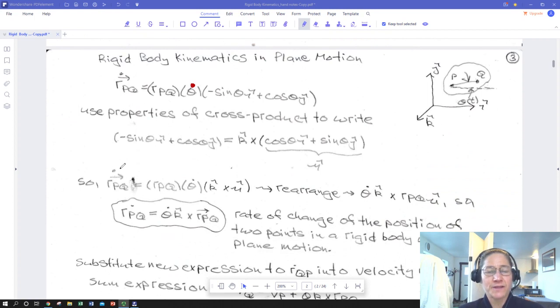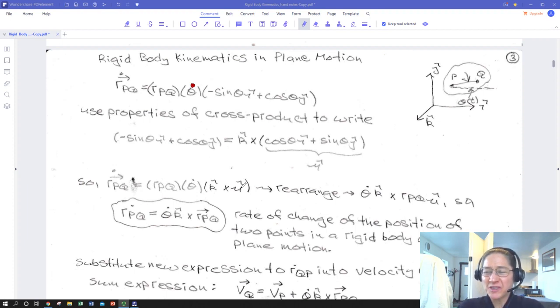Okay, so let's write this out. Do some substitution. So first time derivative of r PQ is the length of PQ, not changing with time. The angle that makes with one of the axes of our reference frame is changing with time. So this is our angular velocity times k hat cross u hat.